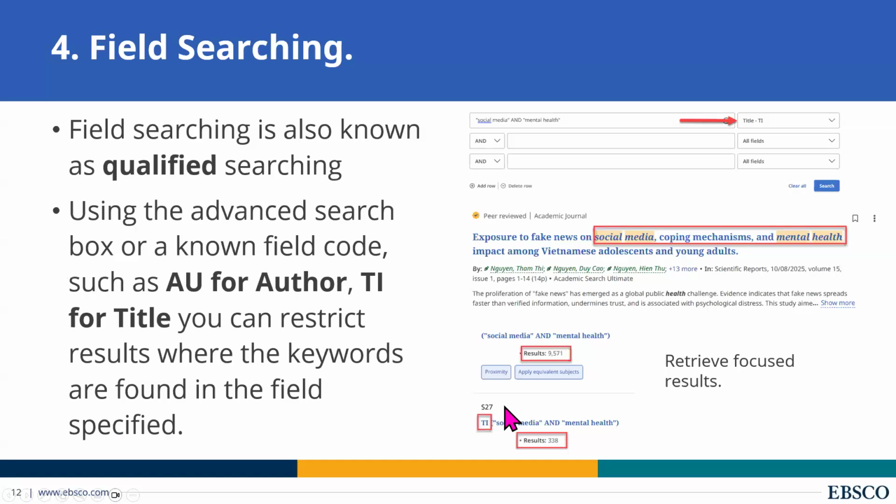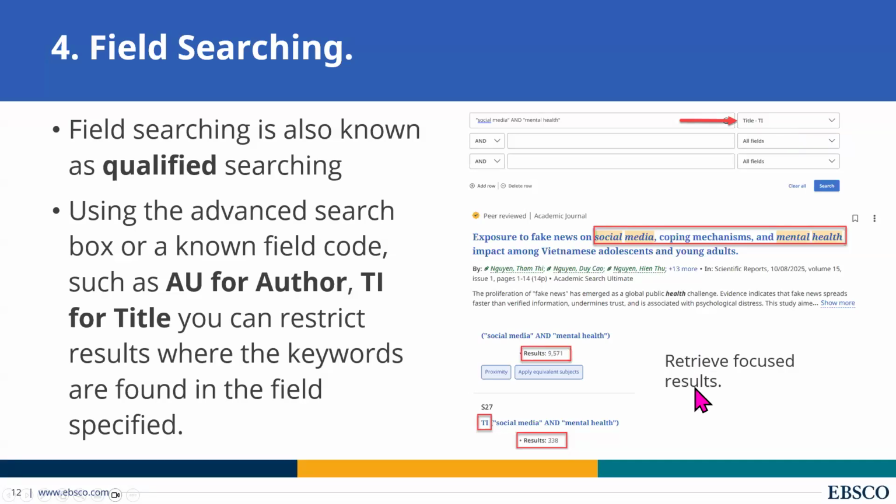Okay, our fourth search strategy here is field searching. Now, this is often known or referred to as either qualified searching or even command line searching. And it helps you to create a very focused set of search results. If you're using the advanced search on EBSCO, you'll actually see a drop down where you can select a certain field that your keywords will be found within. So in this case, I've got social media and mental health in the title field.